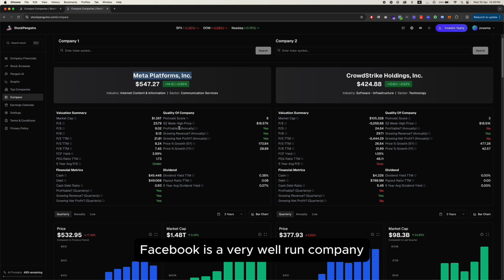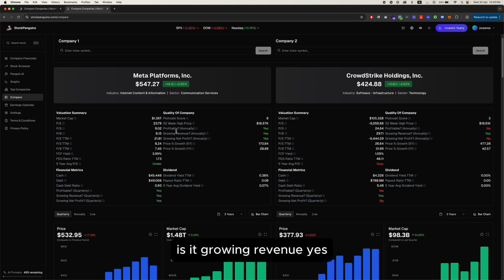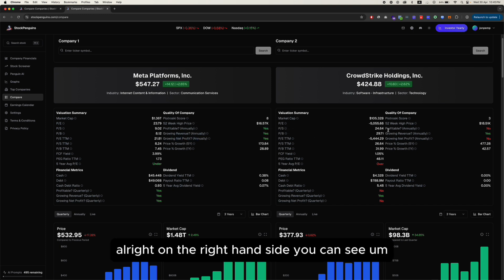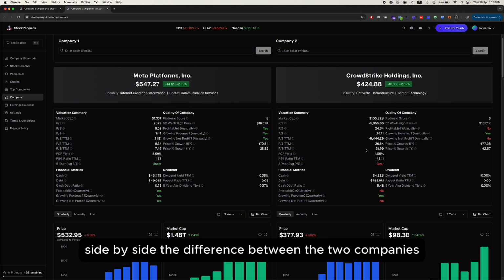Facebook is a very well-run company. You can see all of the green here, all of the yeses. It's very easy for you to compare, right? Is it growing revenue? Yes. Is it growing net profit? Yes. On the right hand side, you can see there are some no's here. Is it profitable on an annual basis? No. Is it growing revenue? Yes. So you can really see side by side the difference between the two companies.